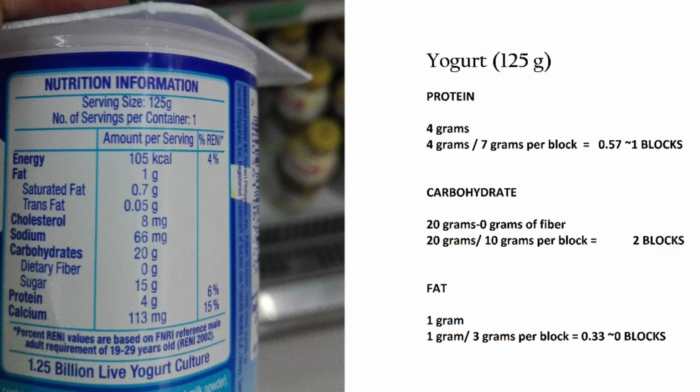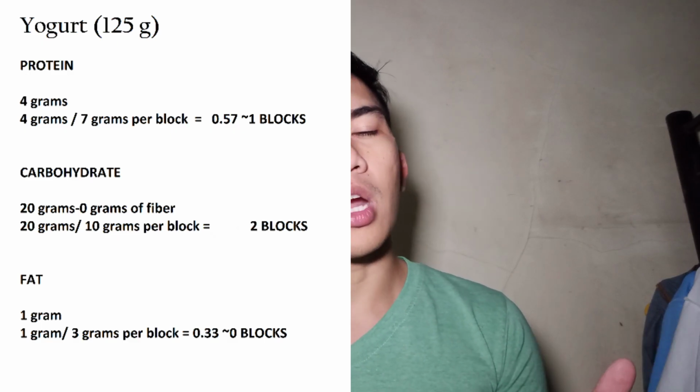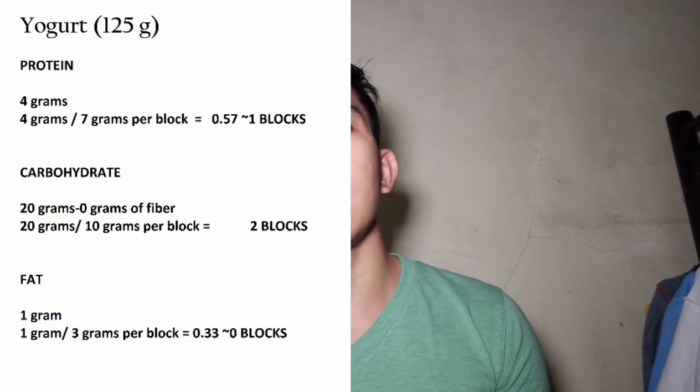Then the fat, lastly, is 1 gram for this yogurt, and according to Berry series, a food block contains 3 grams of fat. So 1 divided by 3 equals 0.3333, and so on, and approximately it's 0. So the yogurt now has protein as 1 block, carbohydrates as 2, and fat as 0.